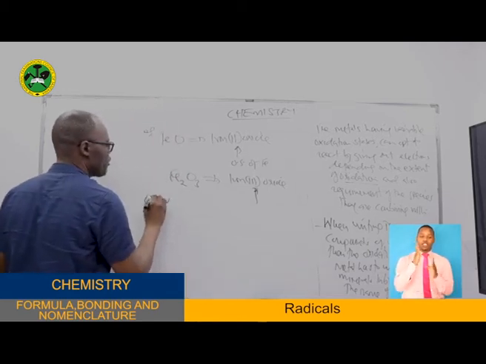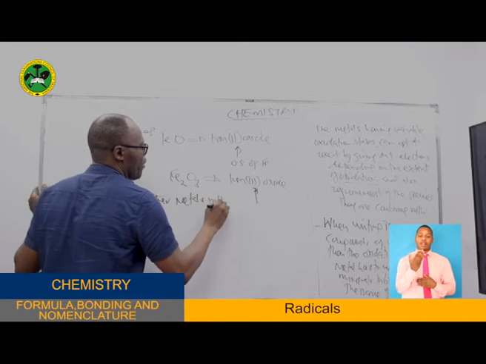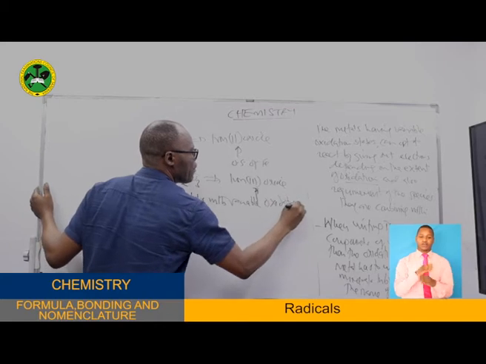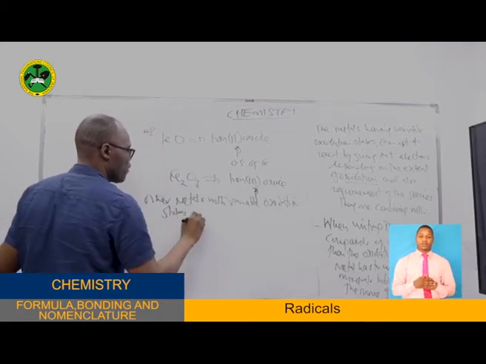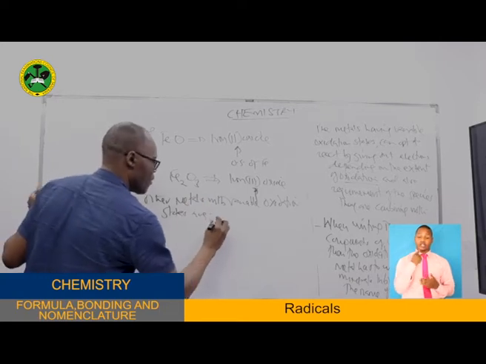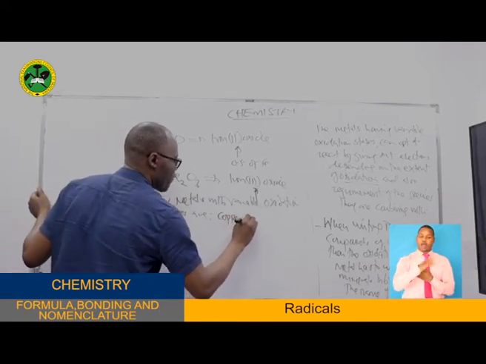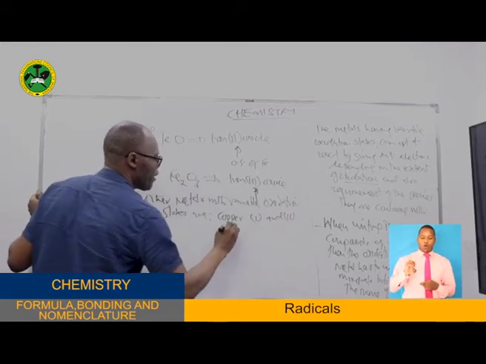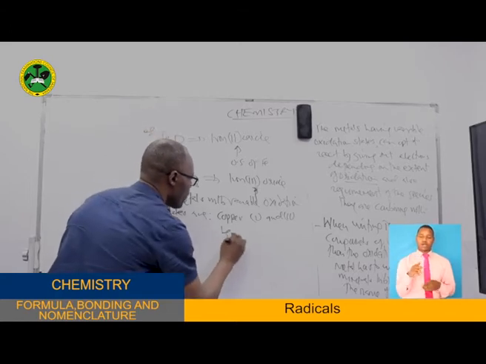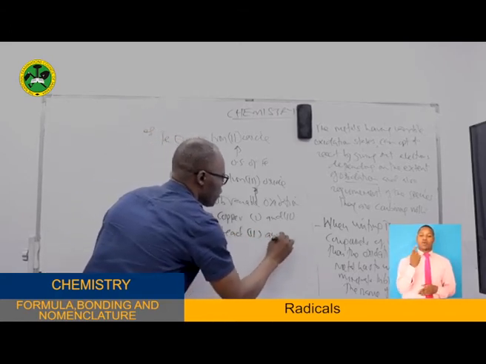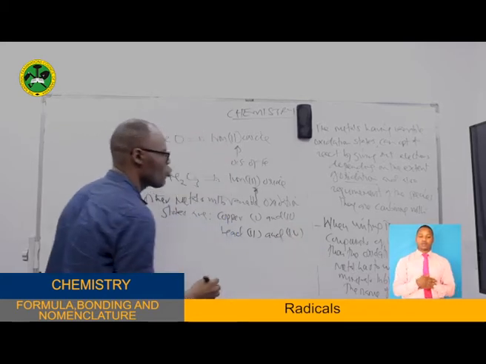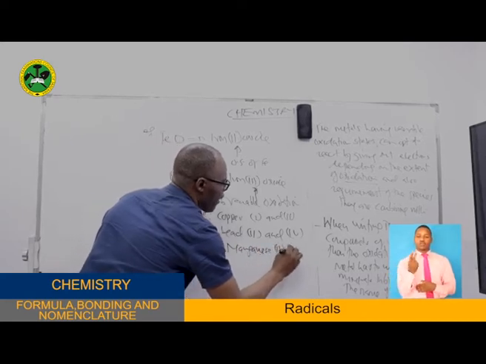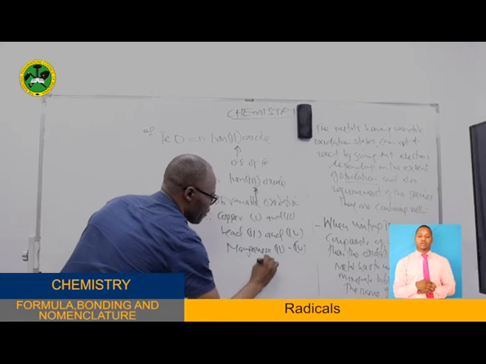So we say other metals with variable oxidation states are copper. We can have copper(I) and copper(II). We also have lead(II) and lead(IV). At the same time, you also have manganese(II) and manganese(IV), etc.